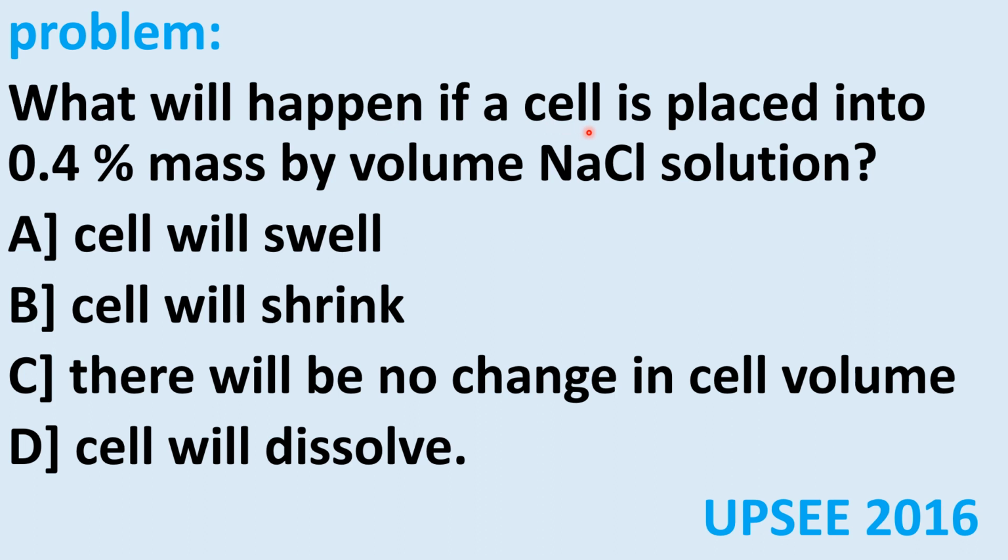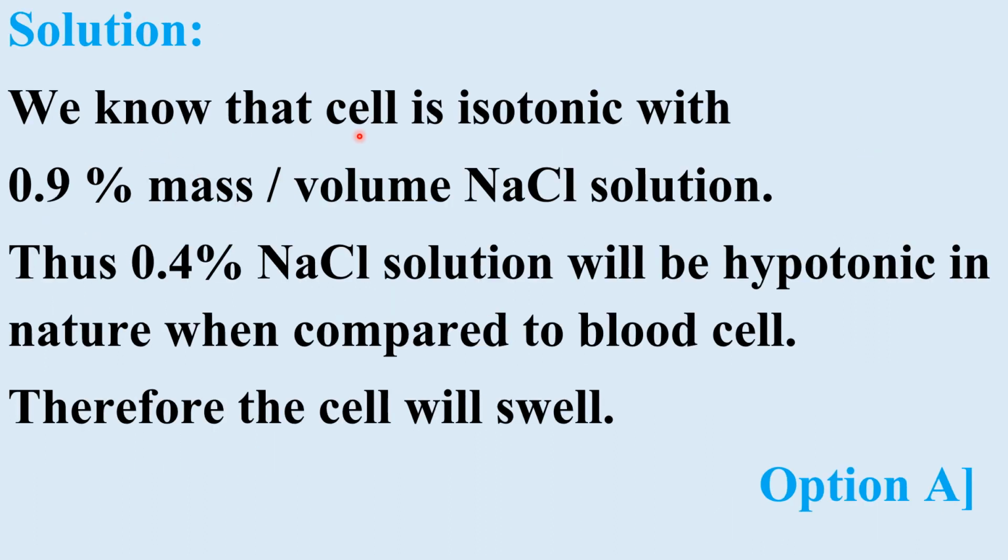What will happen if a cell is placed into 0.4% mass by volume sodium chloride solution? Option A cell will swell, option B cell will shrink, option C there will be no change in cell volume, option D cell will dissolve. We know that a cell is isotonic with 0.9% mass by volume sodium chloride solution. The 0.4% sodium chloride solution will be hypotonic in nature when compared to the blood cell. Therefore, the cell will swell.